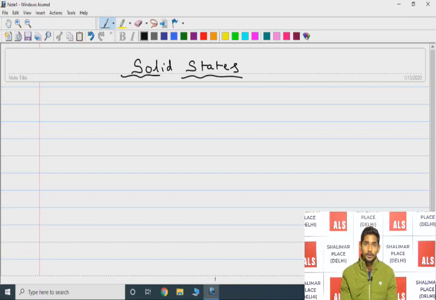A few of its important properties, like the general properties of the solids: they are incompressible, they have definite shape and definite volume, their particles do not move, they actually vibrate on their own positions. So these are the general properties of the solids. Let's begin with these properties, and then we will start with that section. You can copy this part with me. You can start copying that.